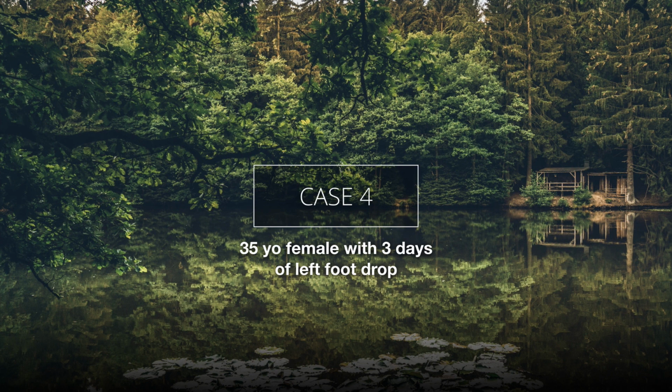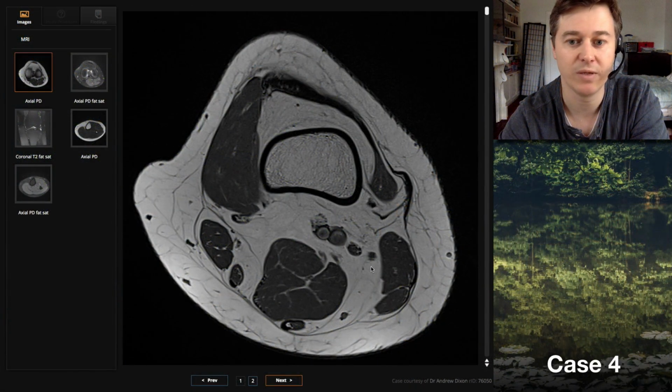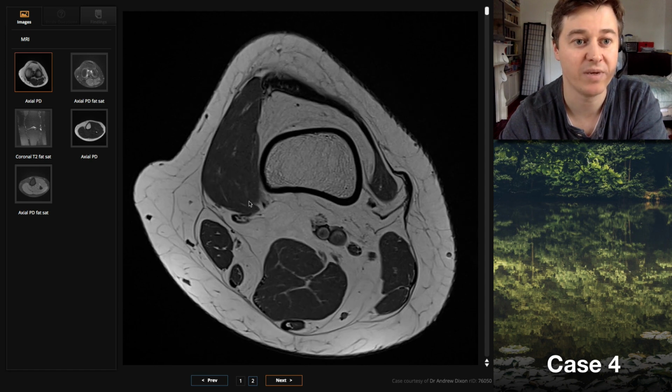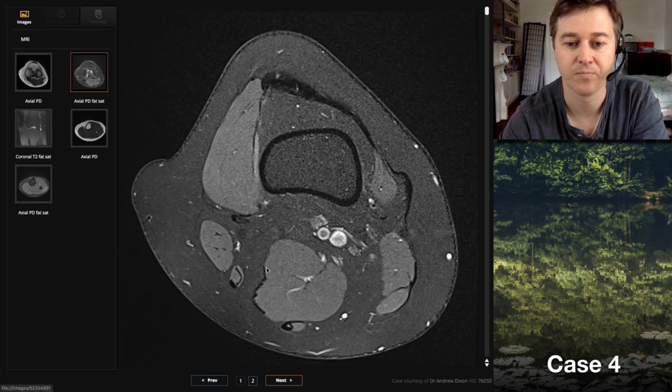All right, next case. So 35-year-old female again, 3 days of left foot drop. So someone going to have a look at this one? Yeah, I'm going to have a look at this one. Excellent. So do you want PD or PD fat sat? Yeah, we start with the PD fat sat. Okay.